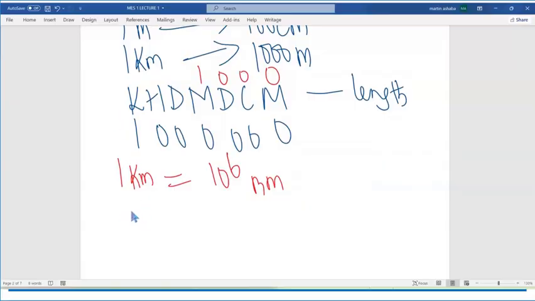Meaning, still 1 kilometer is equivalent to 10 to the power 3 meters, according to this that I have here.